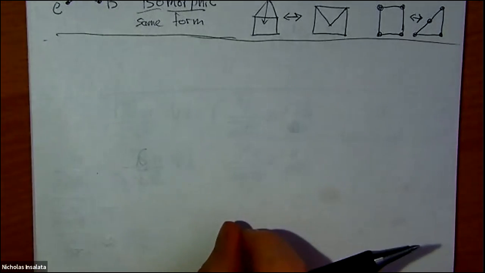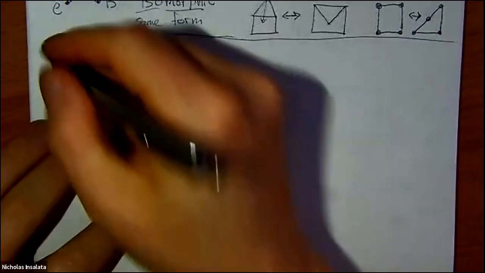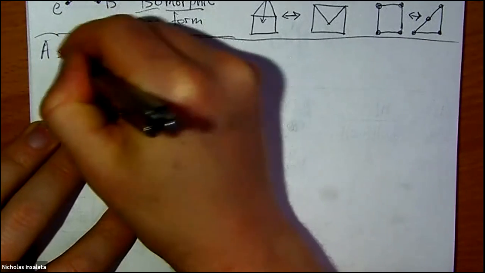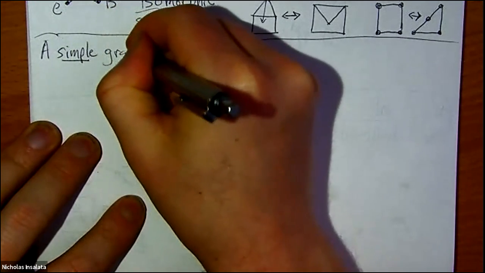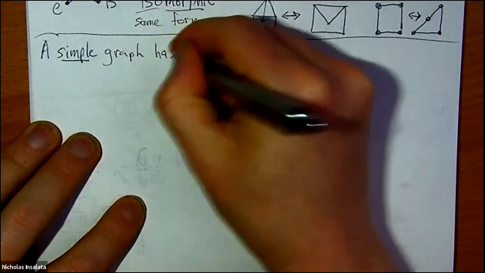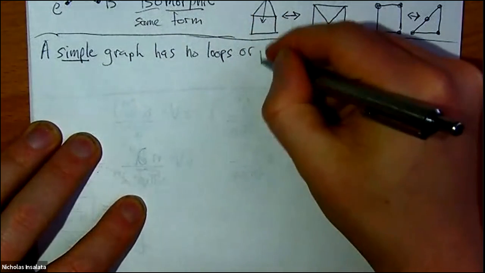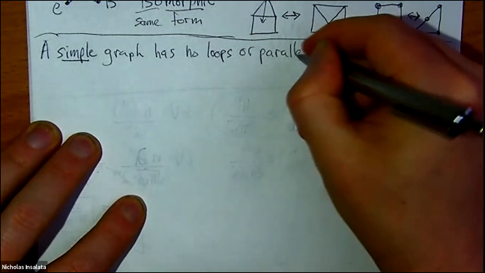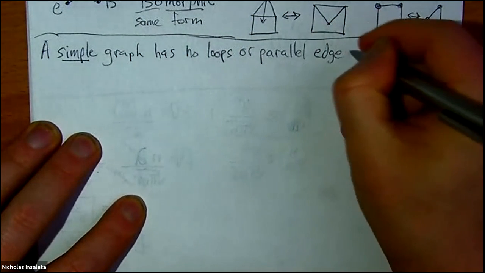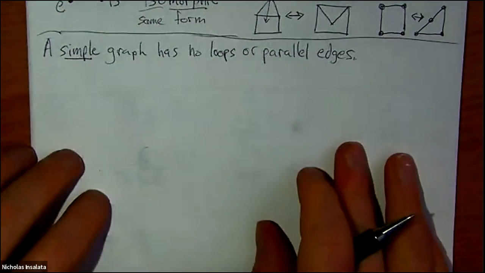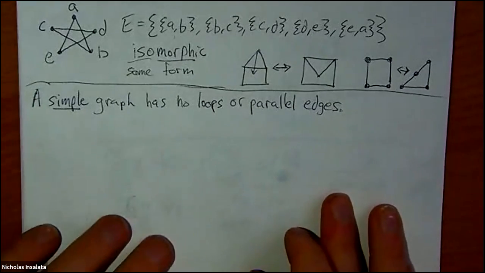All right. So a simple graph has no loops or parallel edges. Okay. So let's do some examples of non-simple graphs, right? So here's a non-simple graph.